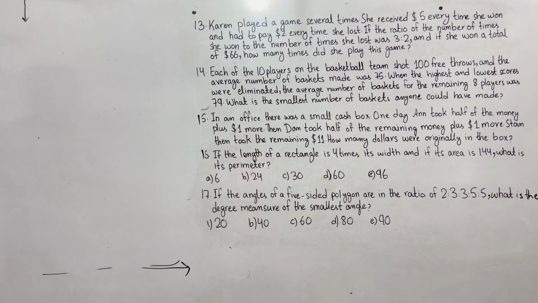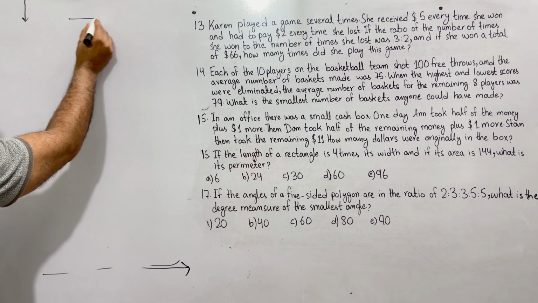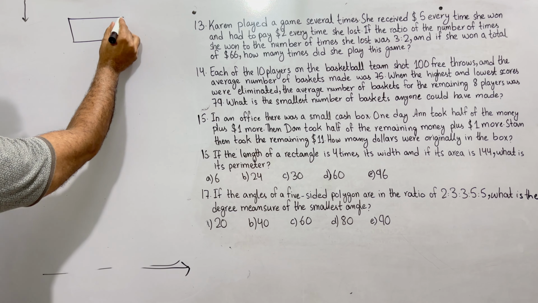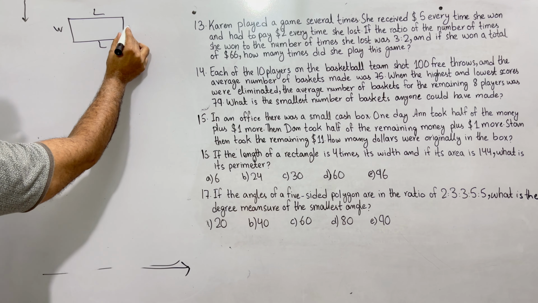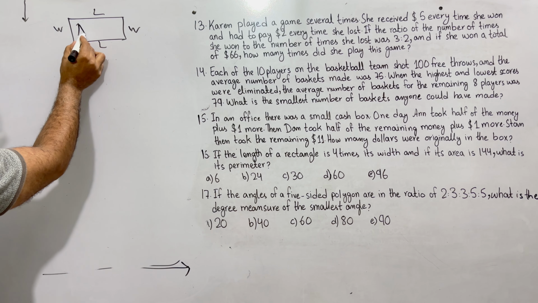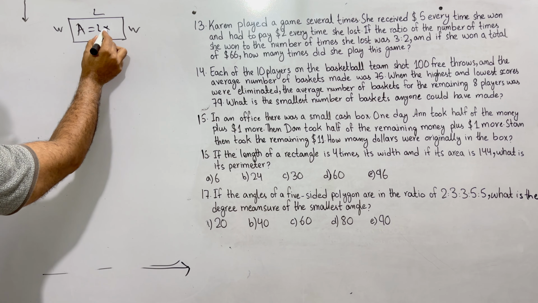If the length of the rectangle is 4 times its width, and its area is 144 (no unit is mentioned, so 144 square units), what is its perimeter? We are asked to find its perimeter. Rectangle, we are familiar. What are the dimensions? Its length and width. Area is given by length times width.